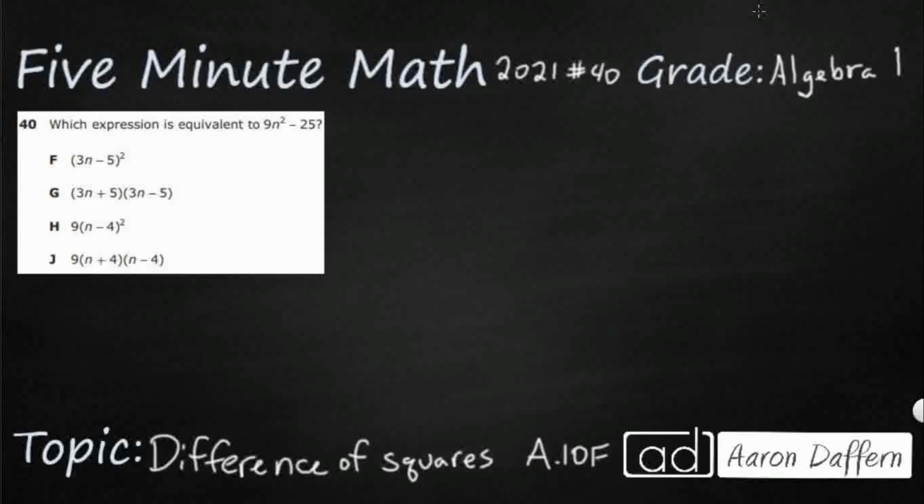Today we are looking at the Algebra 1 concept of difference of squares. This is standard A.10F in the great state of Texas, and we are using item number 40 of the 2021 released STAAR test. If you haven't done so already, please go ahead and take a moment to pause the video, work this problem out on your own, unpause it, and we will look at our answers together.